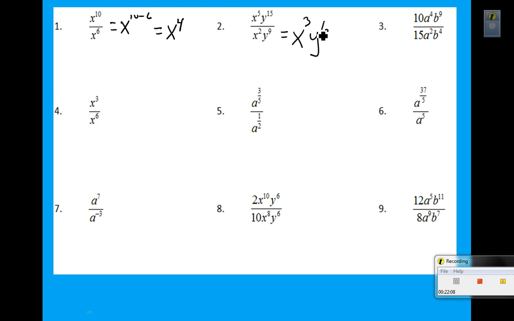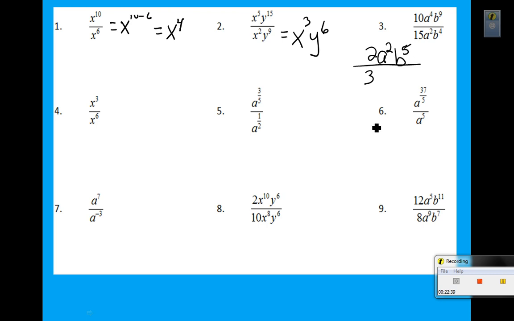Here's my number 3. I need a better name for 10/15, and that's going to be 2/3. Hey, notice I went ahead and drew a big fraction bar. Now if a negative shows up, I'm just going to put it in there. 4 minus 2 is 2, so I'm going to have an a squared on top. 9 minus 4 is 5, so I got a b to the 5th. So there we go. No negative exponents, so there's my answer.